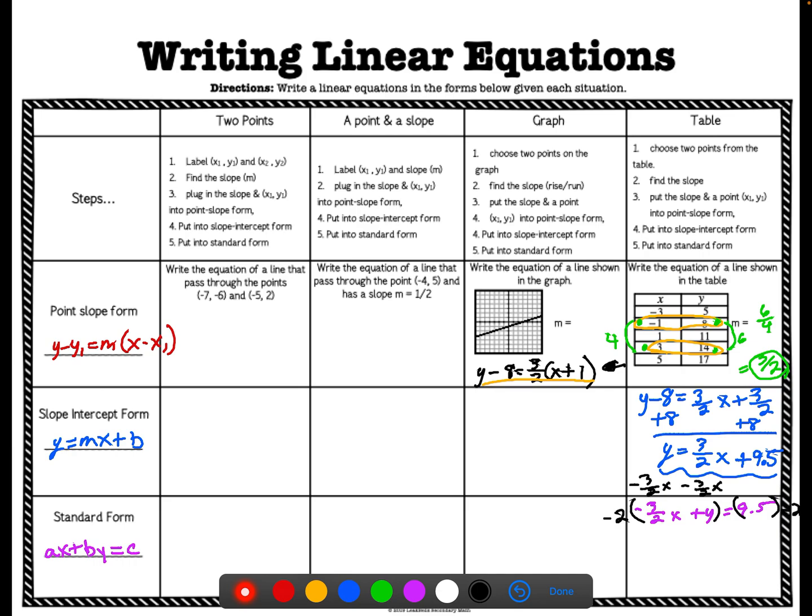So this becomes basically the -2 cancels out in the first term here, so that we're left with just 3x. And -2 times y is -2y. So this is minus 2y equals 9.5 times, I'm sorry, times -2 is -19. So this is our final product here. This is our standard form. This is our slope-intercept form. And finally, this is our point slope form.